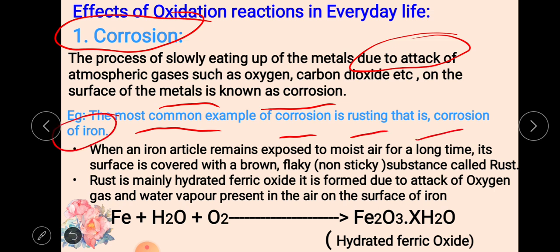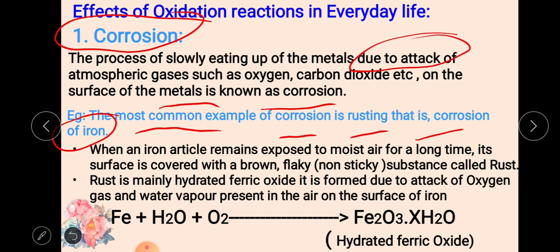Rusting: we will see how iron gets rusted. We are going to study the details of rusting of iron in the third chapter, that is metals and non-metals. Once again, we will learn about corrosion in the third chapter, with examples in detail.